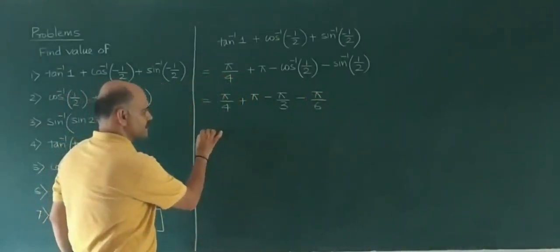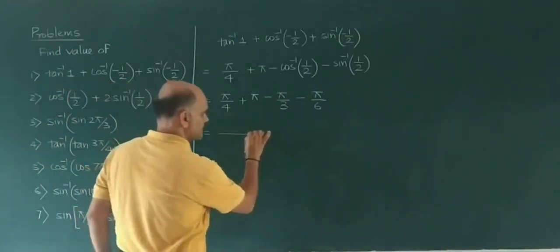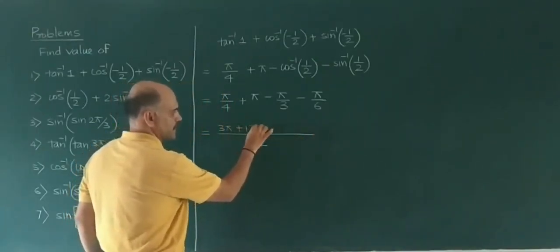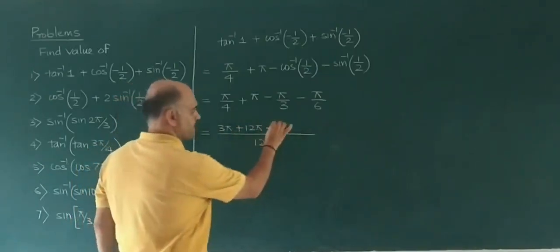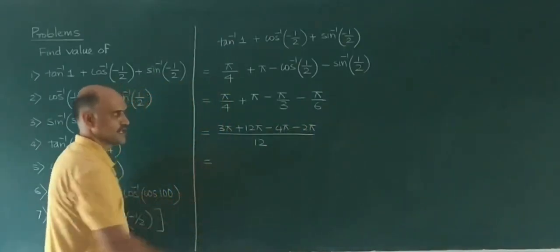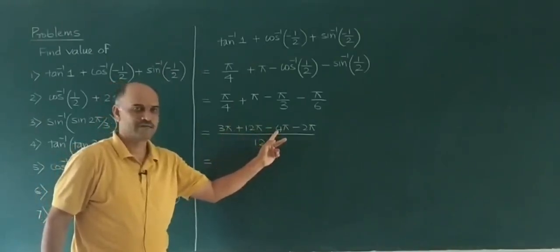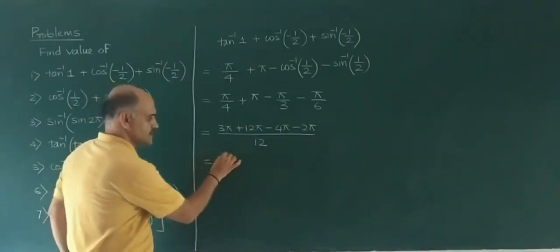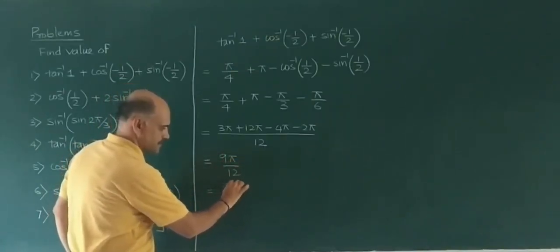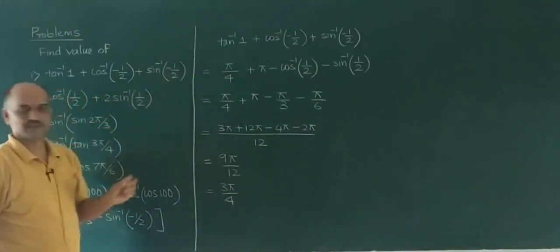Now you take the LCM and simplify this value. So LCM will be 12. So you'll have 3 pi plus 12 pi minus 4 pi minus 2 pi. So if you simplify, you'll have the answer. 12 plus 3 is 15, 15 minus 4 is 11, 11 minus 2 is 9. So you'll have 9 pi by 12, or if you simplify it is 3 pi by 4. This is the answer. So you can solve the first one.